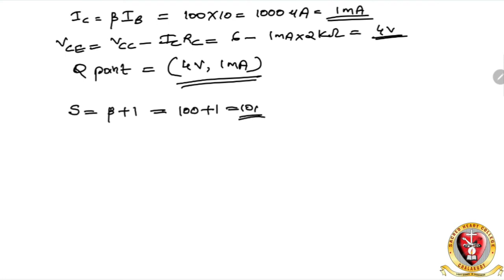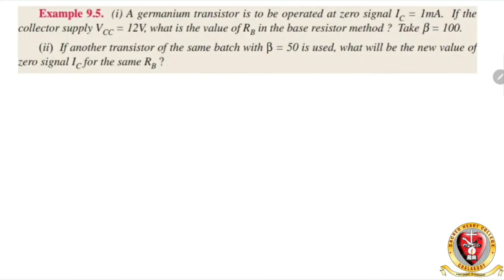So this is about this problem. The next question is: a germanium transistor is to be operated at zero signal IC equal to 1 milliampere. So we have the zero signal IC value, that is 1 milliampere. VCC is given, VCC is equal to 12 volt. Beta is given, beta is equal to 100. This is a germanium transistor.